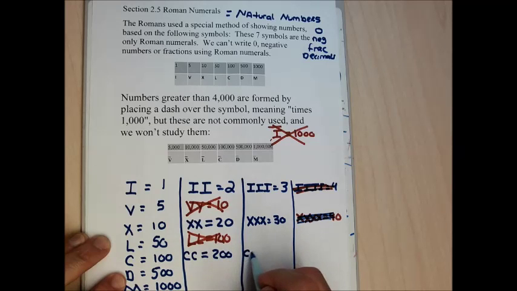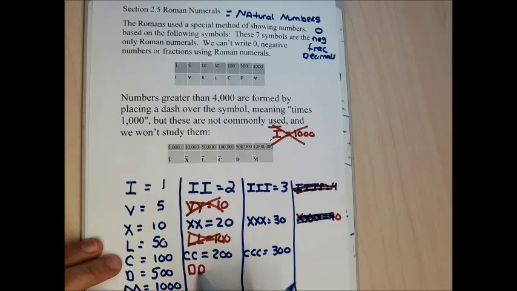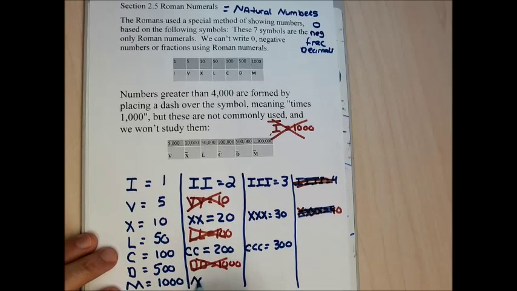3 C's is 3 100ths, which is 300, and we can't do 4 of a kind. We won't do a double D to represent 1,000. 2 D's next to each other feels like it should be 500 plus 500, which is 1,000. But because there's already a Roman numeral for 1,000, we won't do a double D. But we will do double M's. Double M is 1,000 plus 1,000, which is 2,000.